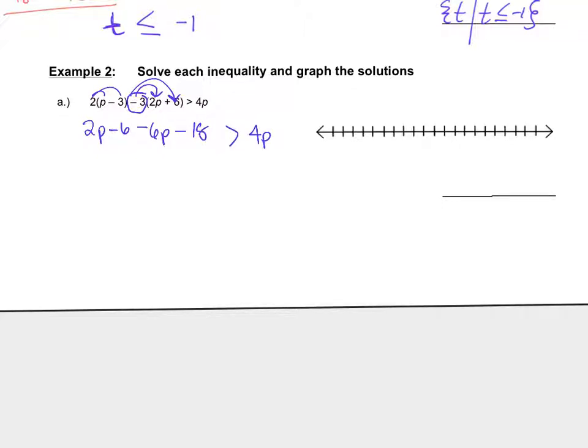Combine like terms. We're going to look at our 2p and our negative 6p, and that gives us negative 4p. And we're going to look at the negative 6 and negative 18, and that combines to give you negative 24, is greater than 4p. Now, you could do more than one thing here.